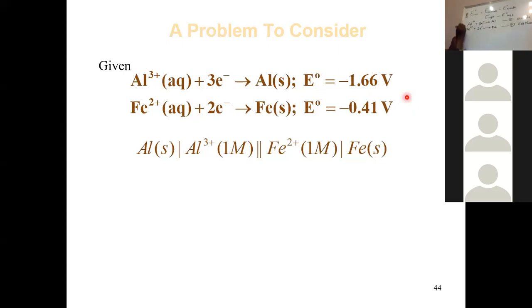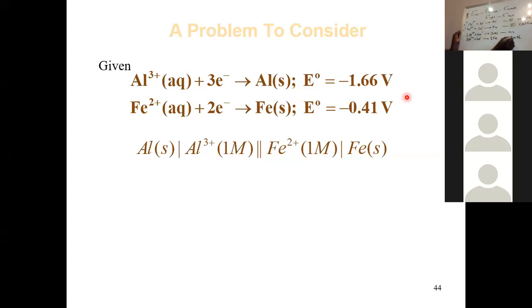For us to balance this, we need to multiply equation 1 by 2, this by 3. Please, I hope everybody can understand. If you do not understand, pick up your year 1 notes, please. It might look tedious, but it's not hard. The moment you get it, it's very interesting. So multiply by 2. So this is 2Al 3 plus plus 6 electron to give 2Al. And this is 3Fe 2 plus plus 6 electron to give 3Fe.